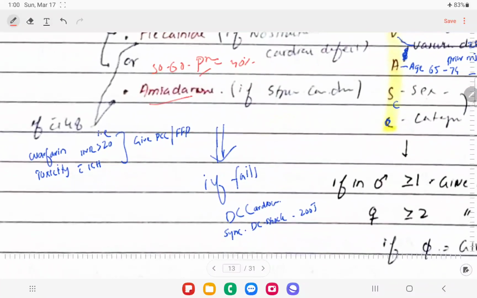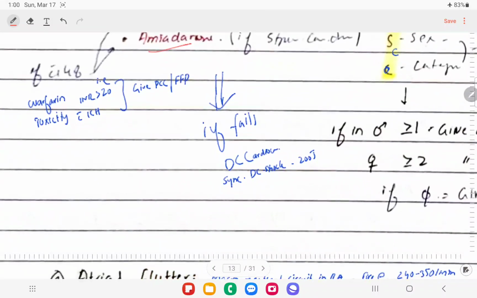Okay, so if these things fail, we can go for DC cardioversion, right? It should be synchronized, and we can give 150 to 200 joules of shock in these patients, right?